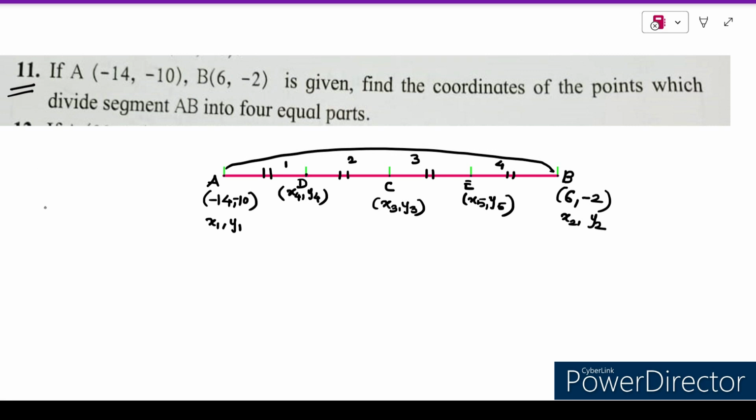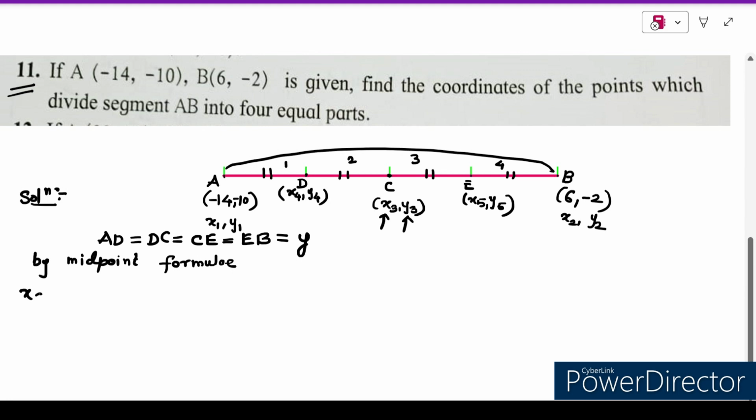Now in the solution we get AD equals DC equals CE equals EB. Let us suppose that all the parts are equal and consider each as Y. Now on observing we see that this point C is the midpoint of segment AB. Therefore we can easily find the coordinates of point C by the midpoint formula.